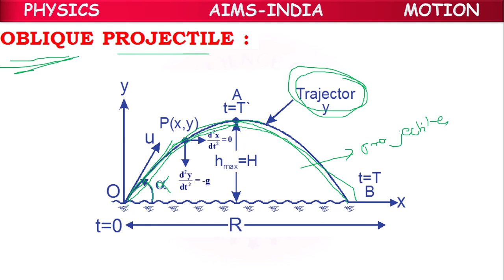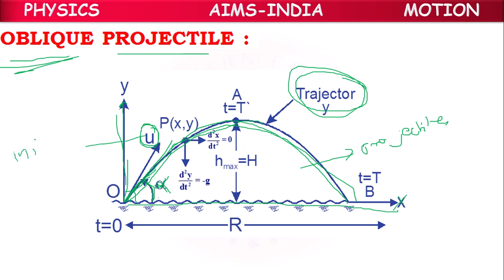Here, OX is the ground, OY is the vertical line which is making 90 degrees with the ground. We have to project a body, throw a body with an angle alpha with the ground, which is other than 90 degrees, with a starting velocity u.